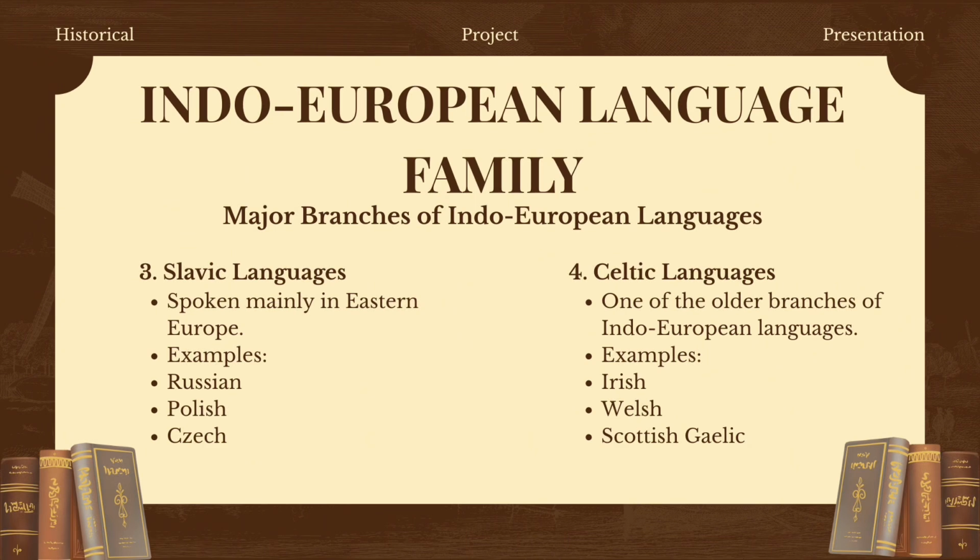So they share similarities kasi they develop from the same linguistic ancestor. Fourth, we have the Celtic languages. So yung Celtic languages are considered one of the older branches of the Indo-European language family. Historically, they were spoken in different parts of Western Europe. Examples include Irish, Welsh, and Scottish Gaelic. Although fewer people speak these languages today, they're still important kasi they represent an older part of European language history.